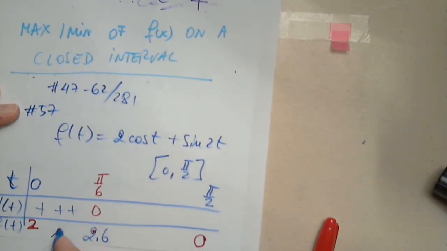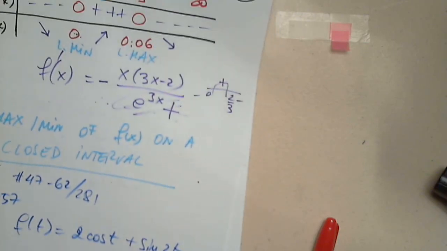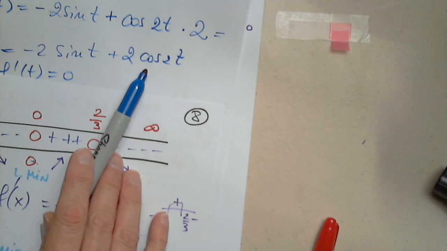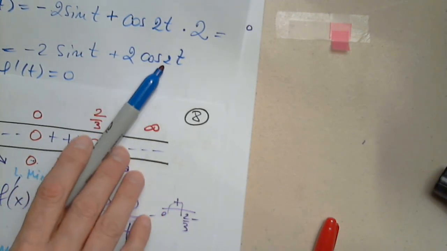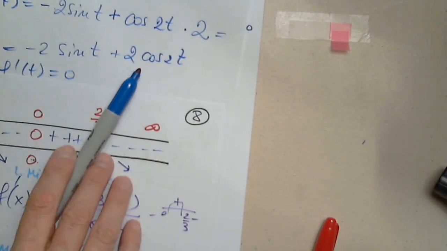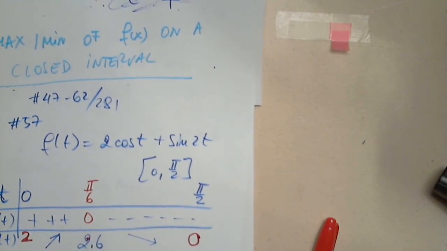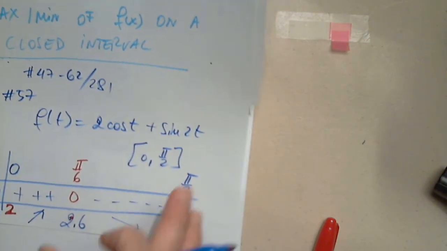As we expected. And when I punch in pi over 2, this is 1, so it's negative 2, and this is pi over 2 times 2, which will be pi. So negative and negative, so it's definitely negative. So the function will decrease. I don't even need to put it in the graphing calculator.